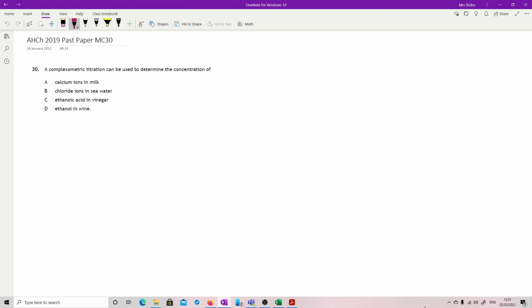Question 30. A complexometric titration can be used to determine the concentration of which of the following? Okay, complexometric titrations involve basically you trying to find metal ions. That's really the most important thing. There we go. Okay, the rest are not. You would use a straight volumetric acid base for this one. You would use similar kind of things to deal with anions, and ethanol would be a different one as well. Okay, so calcium.